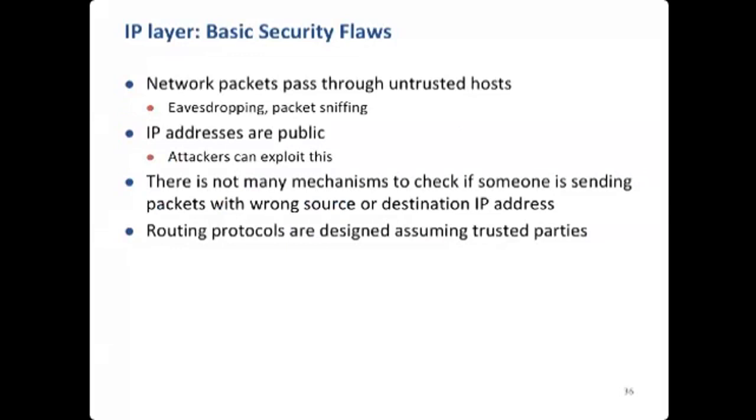Okay, so first thing we'll look at is network packets pass through untrusted hosts. Now, when you send your packet, your machine creates an IP packet and gives it to Ethernet. Ethernet sends it to the router, and the router sends it to the ISP. And now everything else is not visible to you.